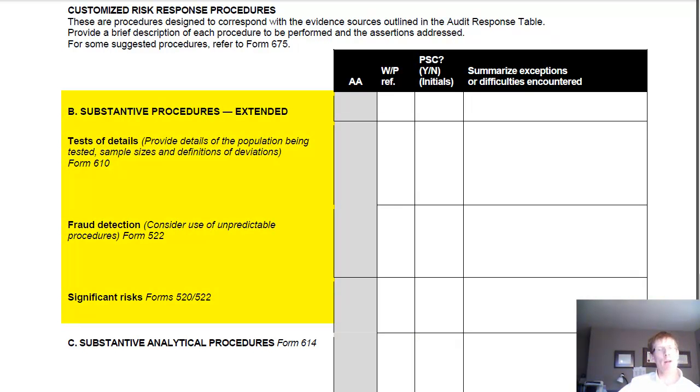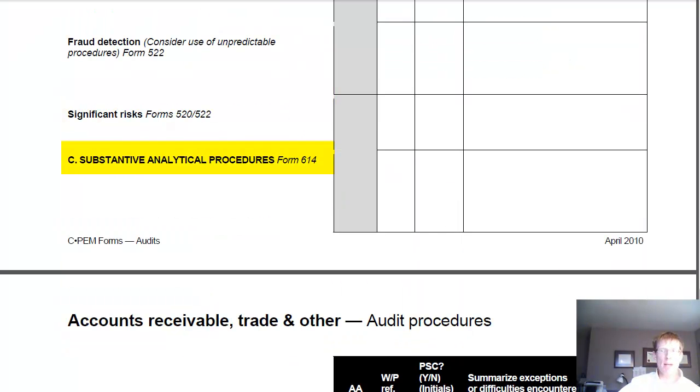As we move further down the page, you can see that there's an opportunity for extended tests. And again, remember, the higher our assessment of control risk and inherent risk, the more evidence we need to gather. So there may be a requirement for us to actually do more tests of detail than what has been represented above. So these could be either tests of detail, these could be fraud detection procedures, or other tests to address significant risks. In section C, we have the substantive analytical procedures. And again, this takes us over to another form. And I'll actually jump over to this form just to show you what this form looks like.